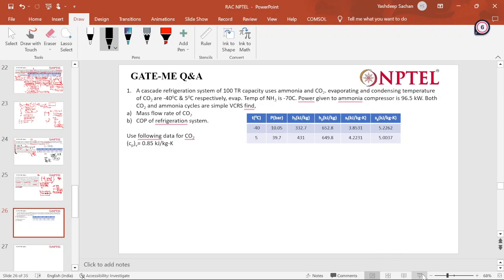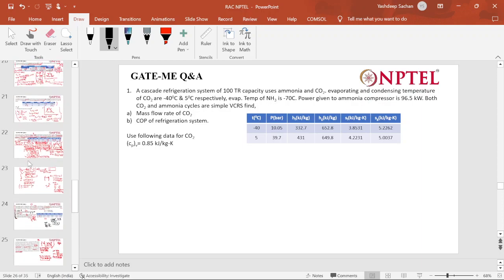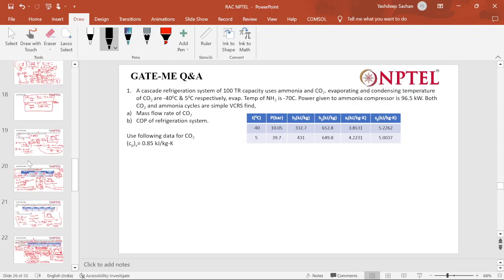Just read the problem. Is there anyone who doesn't know what the cascade system is? Then I will repeat it, then we'll solve. Otherwise, this question will make no sense to them. Everyone knows cascade. One time explain it, sir. I will explain what the cascade refrigeration system is, then you try to solve this problem. Okay? 5 minutes it will take, because otherwise it is very difficult to solve it.